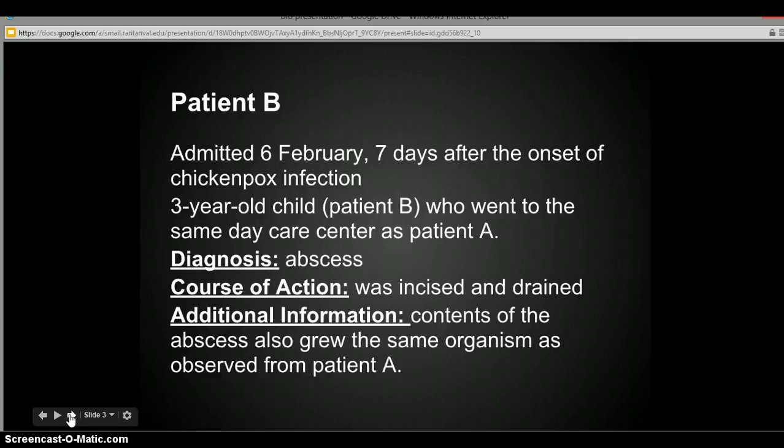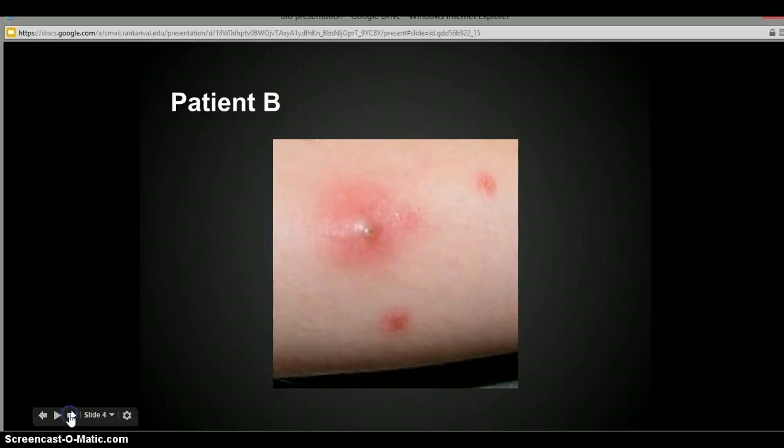Additional information that turned out was the contents of the abscess also grew the same organism as observed in patient A. So basically they could tell that both patient A and patient B had the same problem. And this is a picture that we got from the PB work sites.